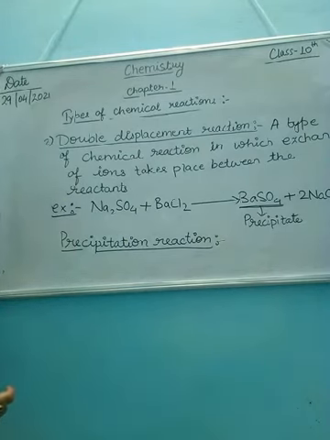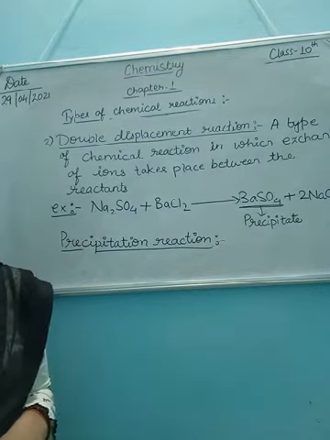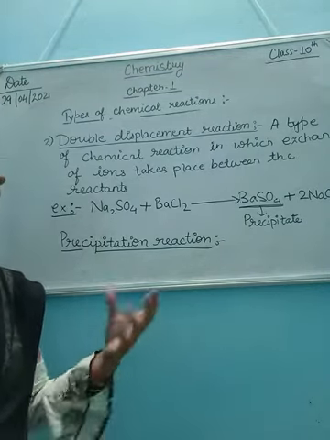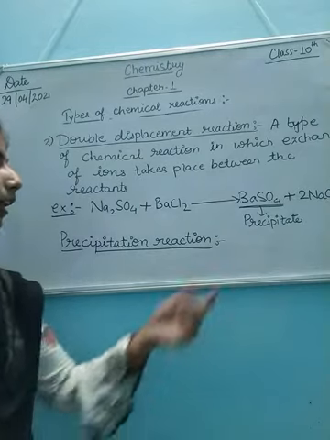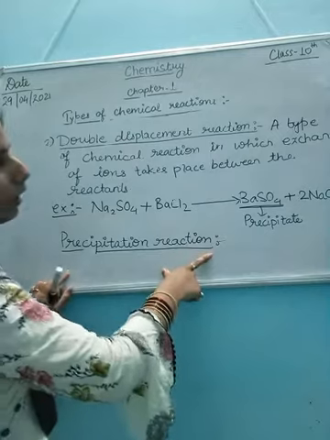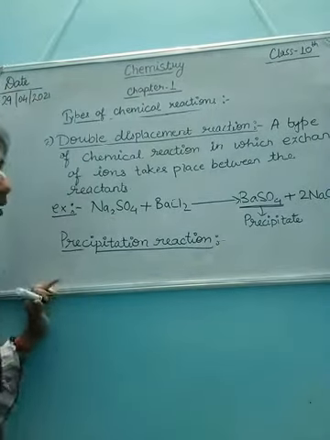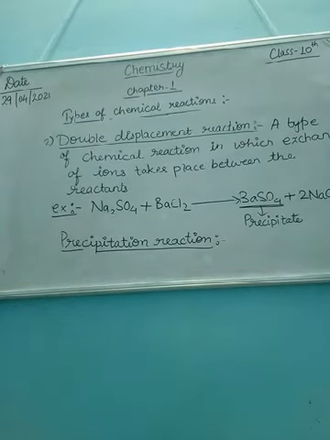What are precipitates? Precipitates are substances which are insoluble in water. Substances which are insoluble in water are known as precipitates. Precipitation reactions are a type of chemical reaction in which precipitates are formed.